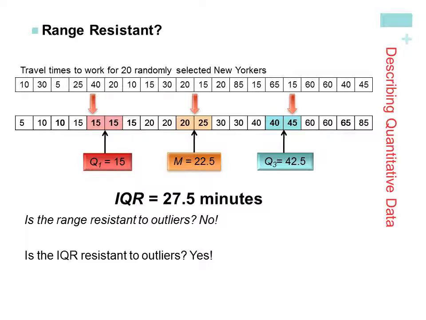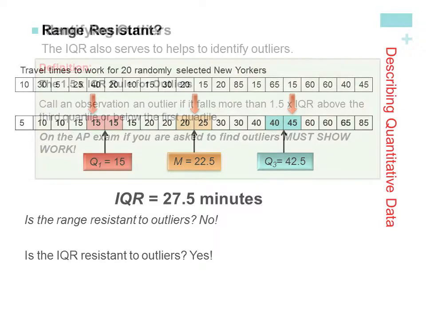So that's an 80-minute range. If I add a value of 600, the range becomes 595. That's huge. That is not resistant. That changed a lot. However, the IQR is resistant to outliers, because when I add that high value of 600, it's not going to change the IQR. So the IQR and the median are both resistant to outliers.